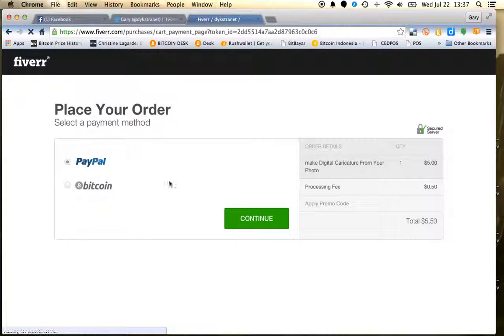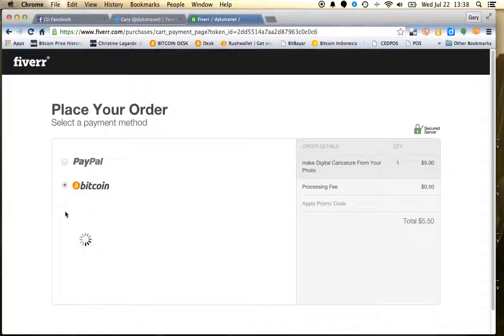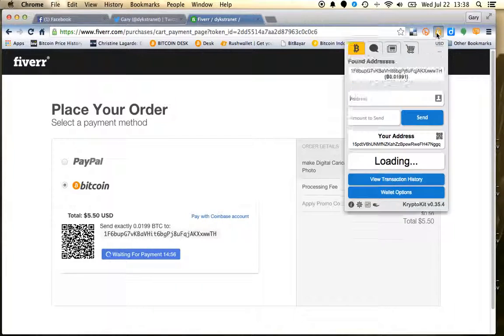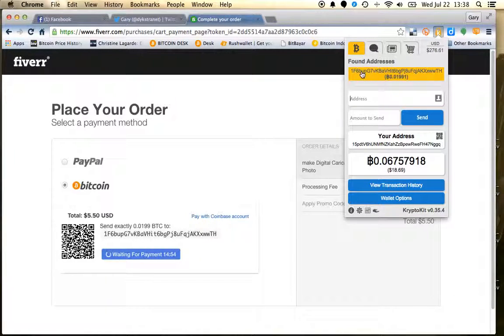Now hopefully you can see that this is going to be a little different than using the old credit card. Choose Bitcoin. And there's my little Bitcoin price tag. I'll go here to my little browser wallet and populate that price and hit send.